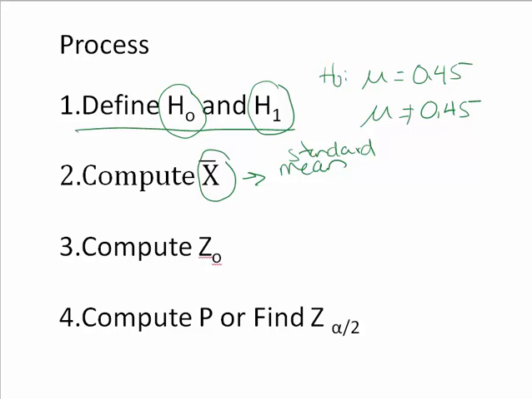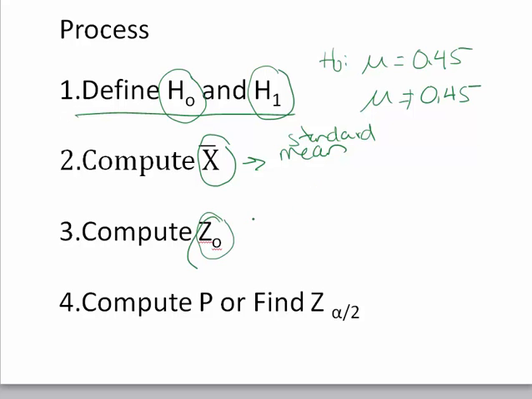Now that we know what x bar is, the next thing we need to do is calculate Z0. And Z0 is given by the equation Z is equal to x bar minus mu naught divided by sigma, which is our standard deviation, divided by the square root of our sample size n. So let's go and compute that in Excel.